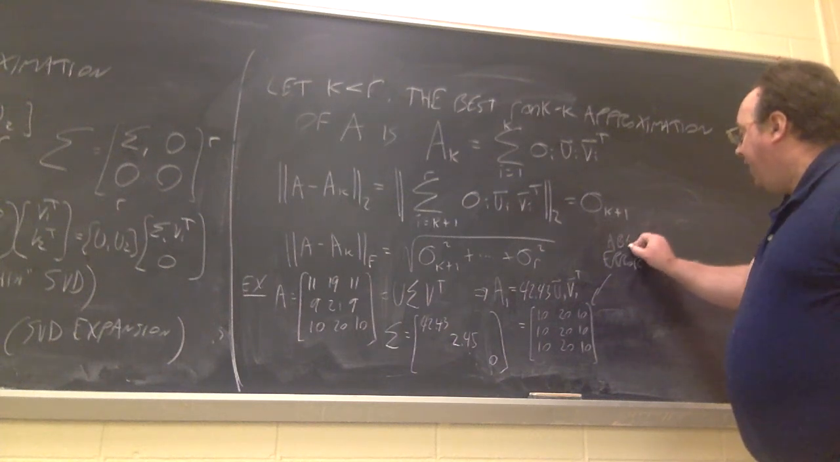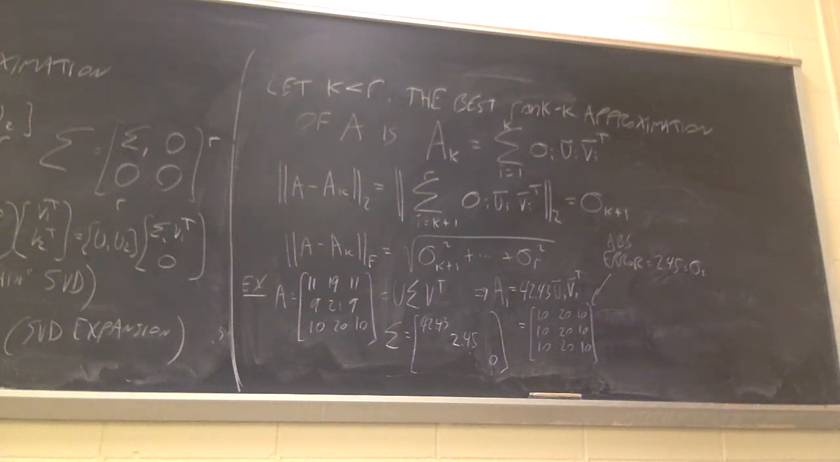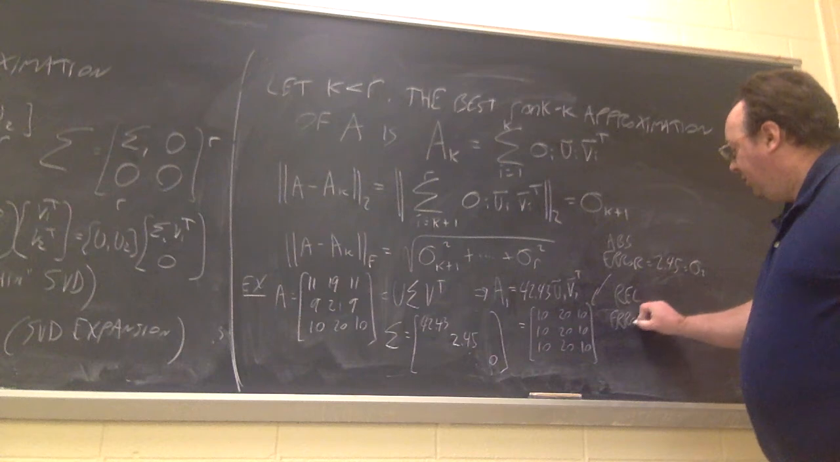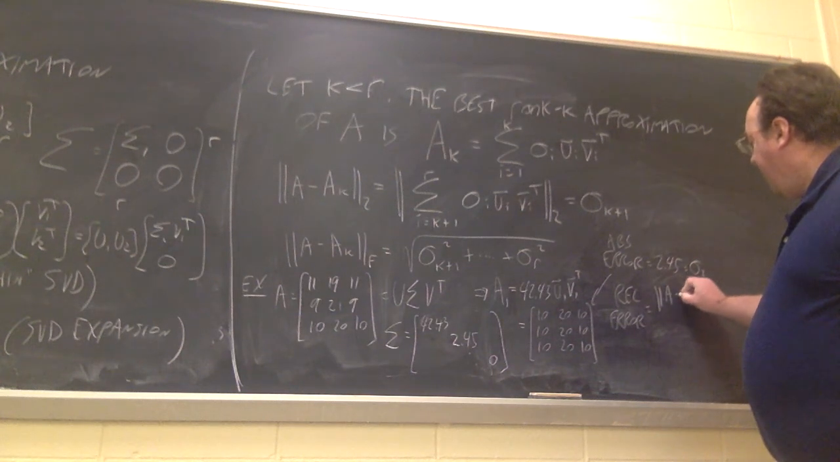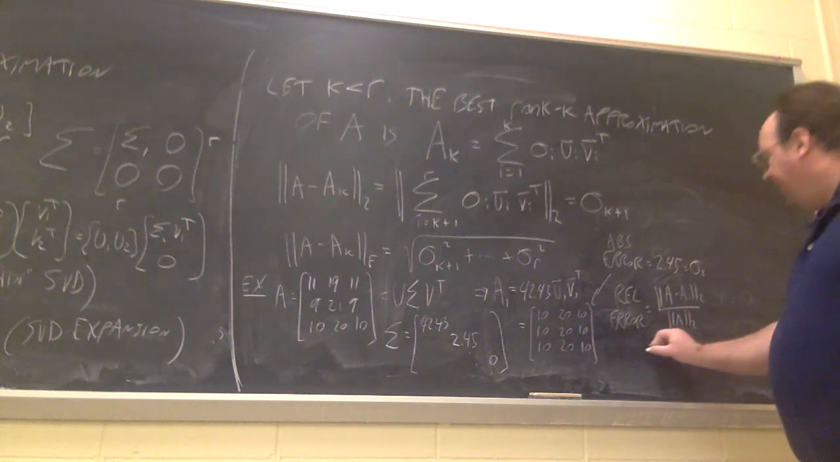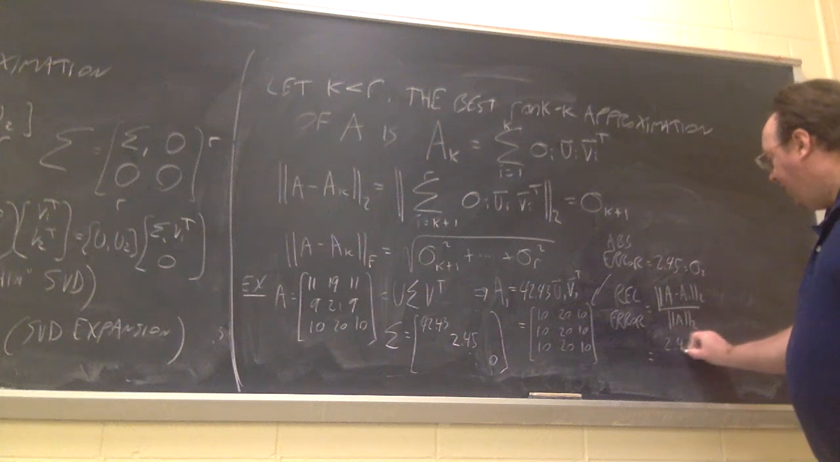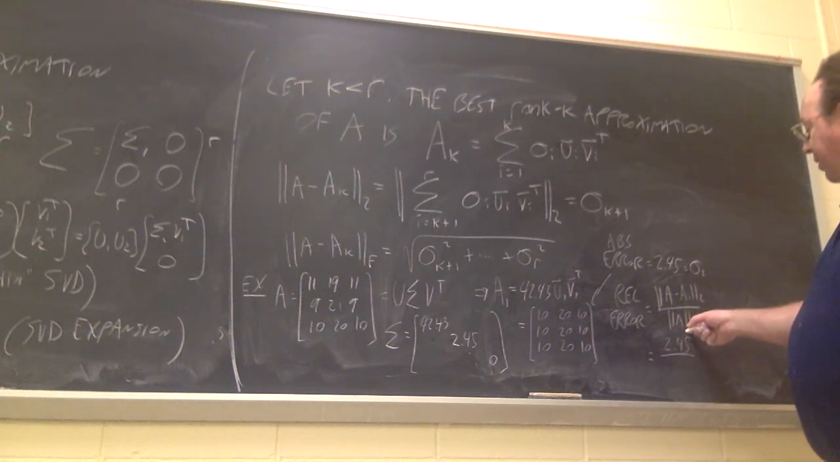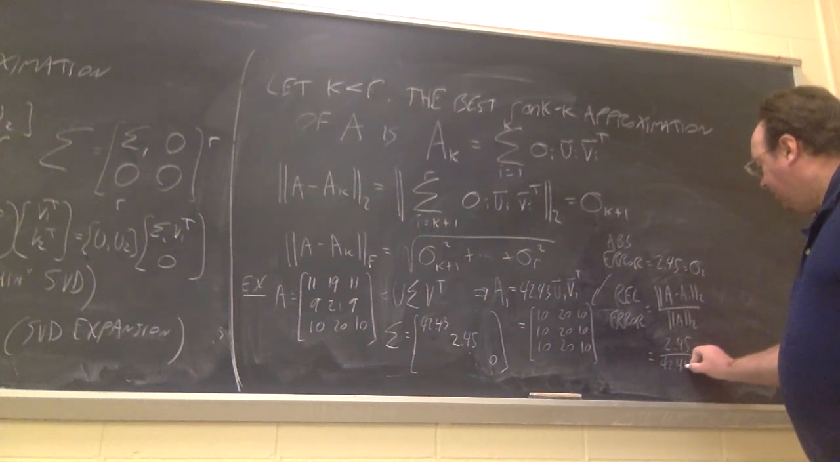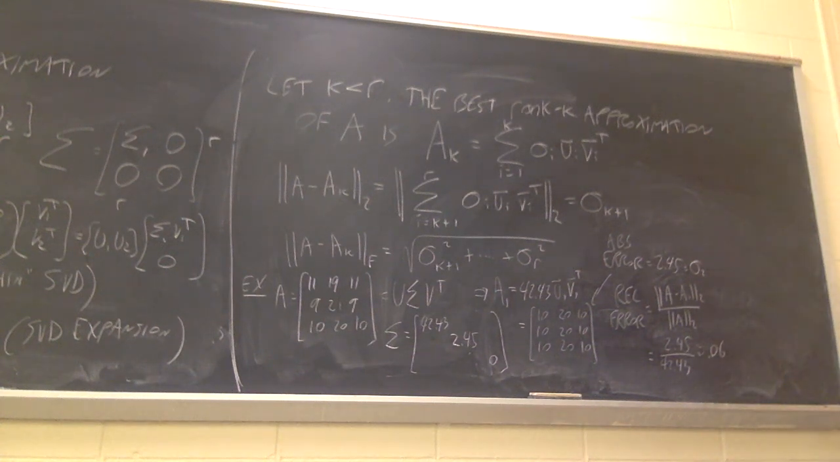Now that is the absolute error. So it's the 2-norm of A minus A1. For relative error, it is the 2-norm of A minus A1 divided by the 2-norm of A. So that would be this singular value, 2.45, divided by the 2-norm of A, which is the largest singular value, 42.43. And that's roughly 0.06. So in other words, the error in this rank 1 approximation is about 6%. So not bad, considering it's just a rank 1 approximation.